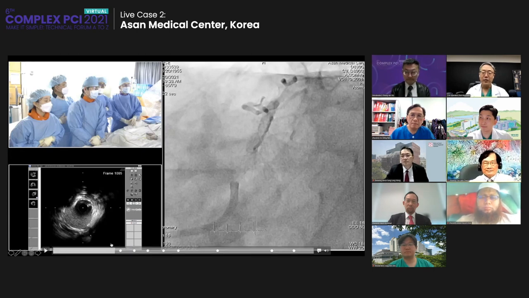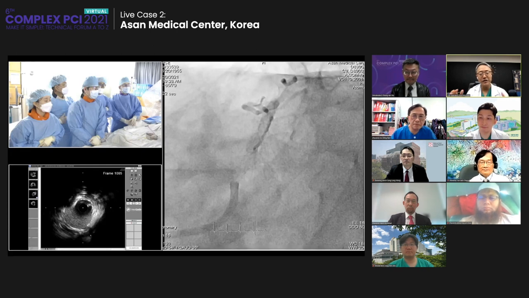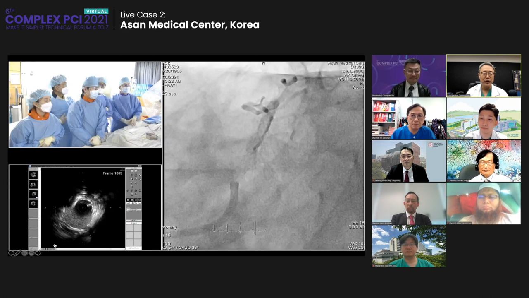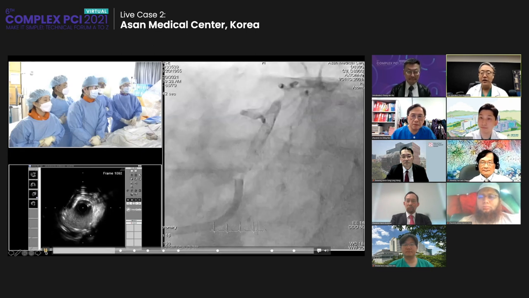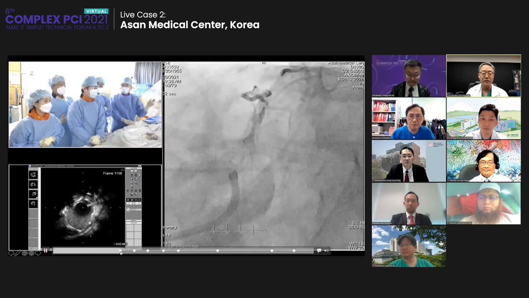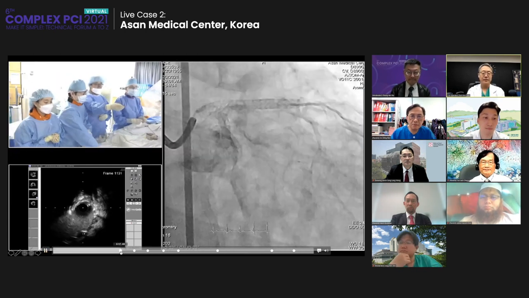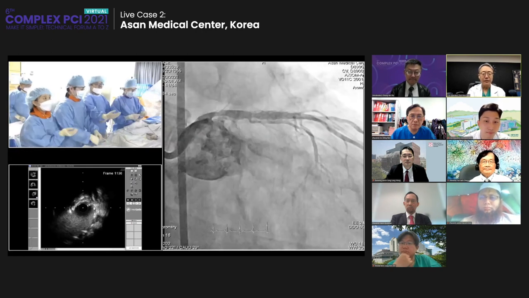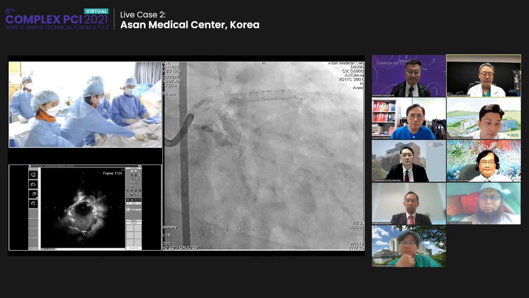Okay, so we will have some progress. And this patient, we discussed a bypass surgery option, but the patient refused and wanted one more PCI. So we decided we will do our best to try wiring the circ ostium. Okay. The intravascular ultrasound, yes. The circ ostium is widely open. Yes, that's right. This is after final cutting balloon dilation.